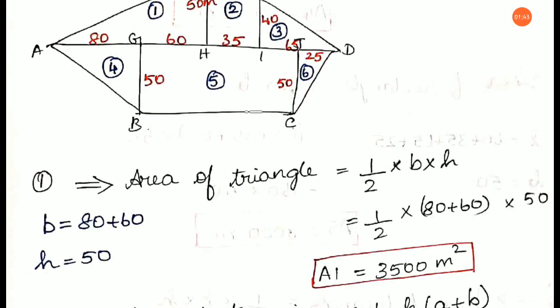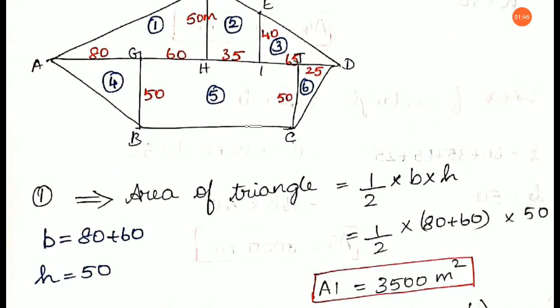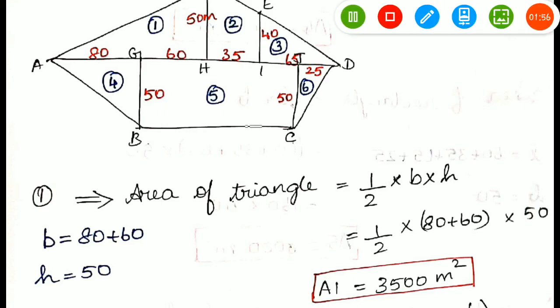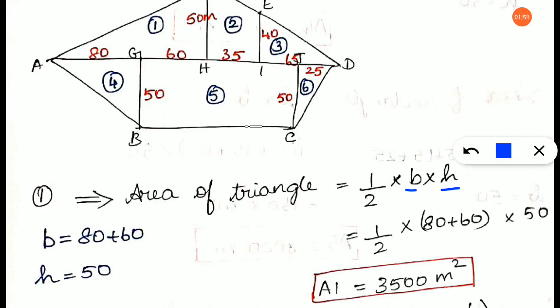Now, since you are going to find the value for the first shape, write 1 implies. This sign should be read as implies. Area of triangle is equal to half base into height. Here there are 2 variables, b and h. First write the value for b and the value for h. If you want, you can add and write here itself. 140. So half into 80 plus 60 into 50 will give you the area for this first triangle. Clear?